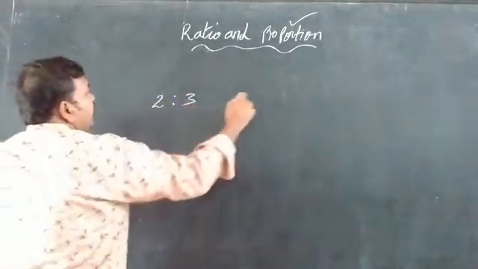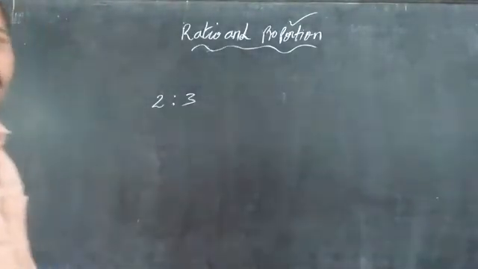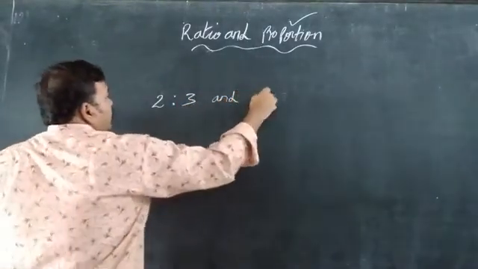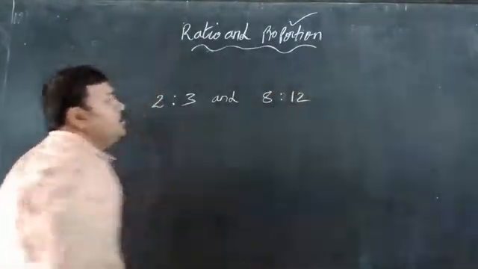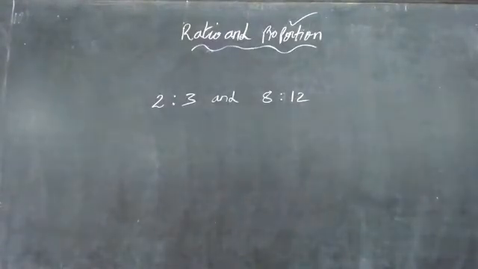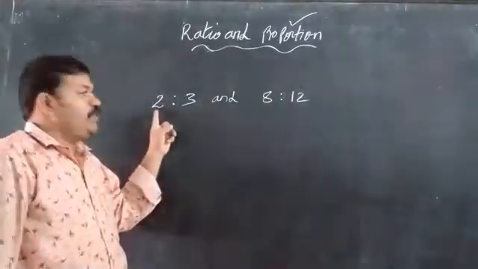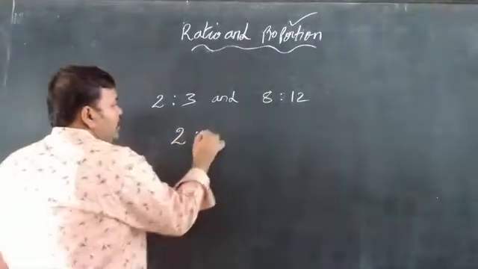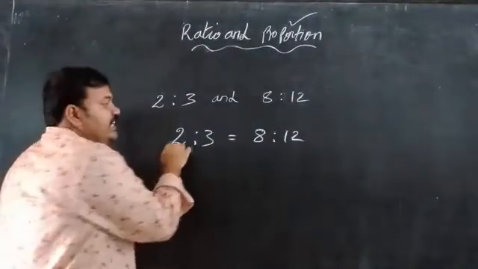Proportion means comparison of two ratios. Here 2 is to 3 and 8 is to 12 are given. We have to check whether these two ratios are in proportion or not. That means product of means and product of extremes. We take it as 2 is to 3 is equal to 8 is to 12. The middle ones are called means, and these two are called extremes.